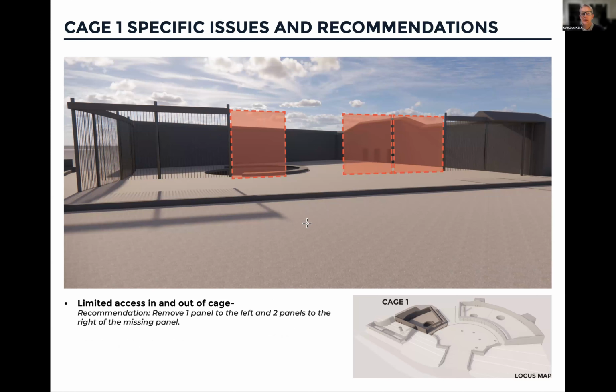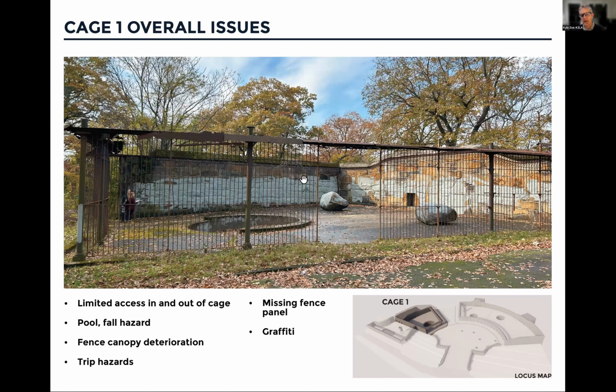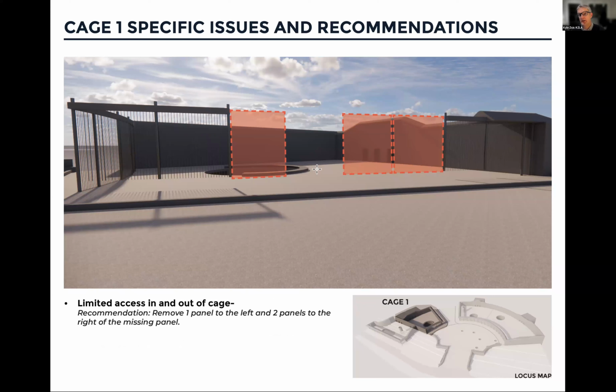So I mentioned the ability to get in and out of this cage. If there was a concern about that, and if I go back, here's one opening. You could remove this panel and these 2 panels just to provide a larger opening and more freely come in and out of this space. So that's something we'll want to hear your thoughts on.